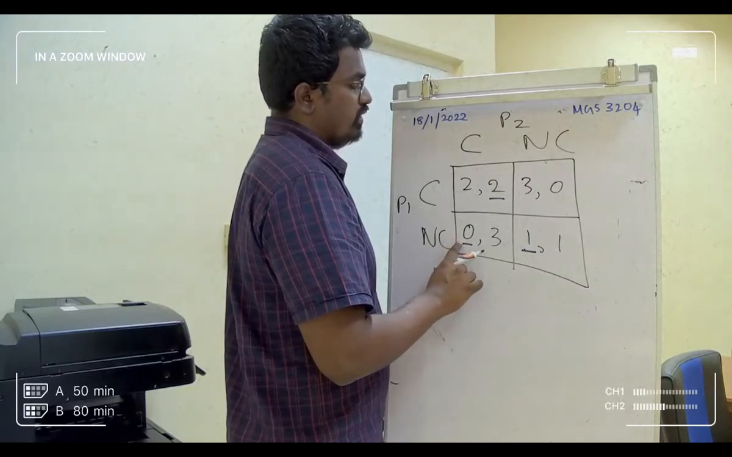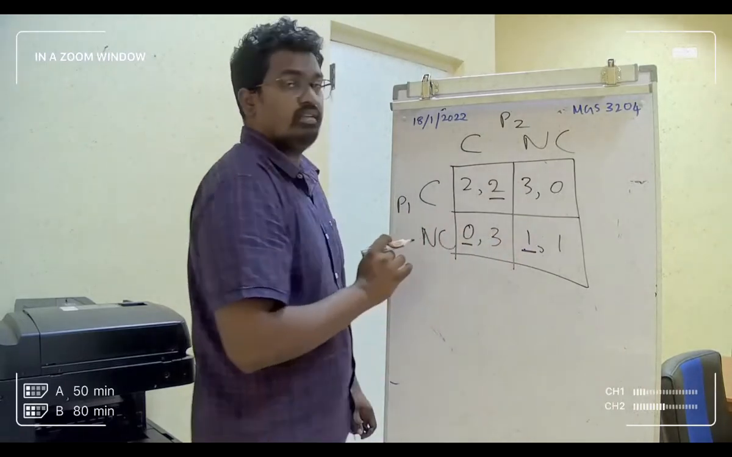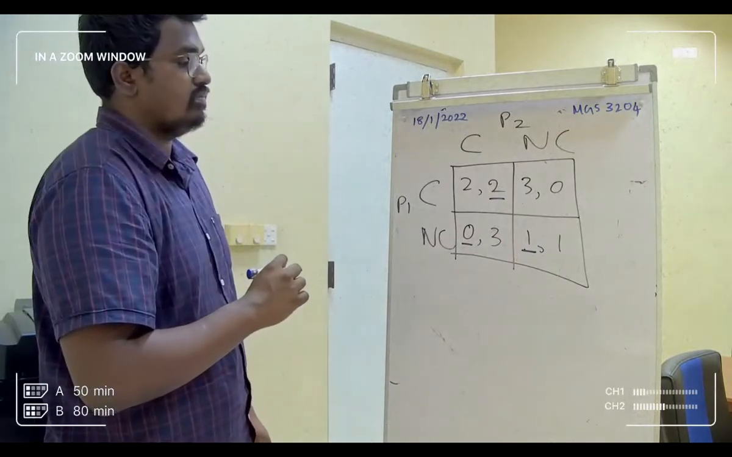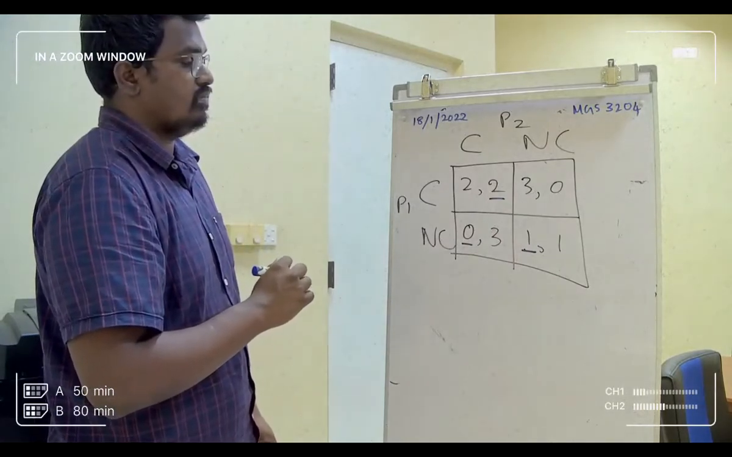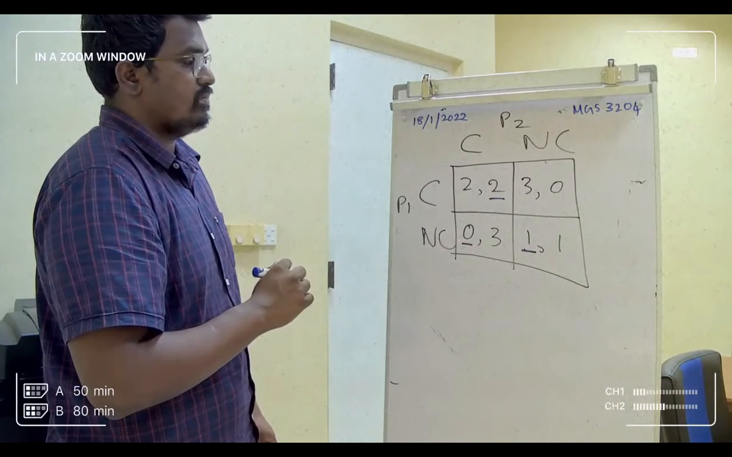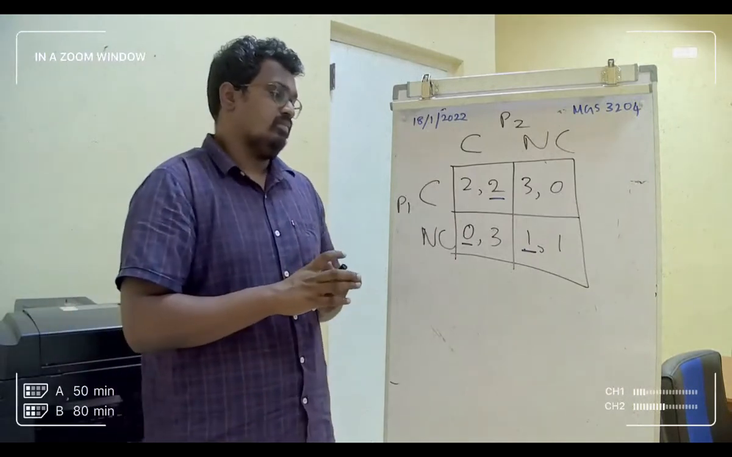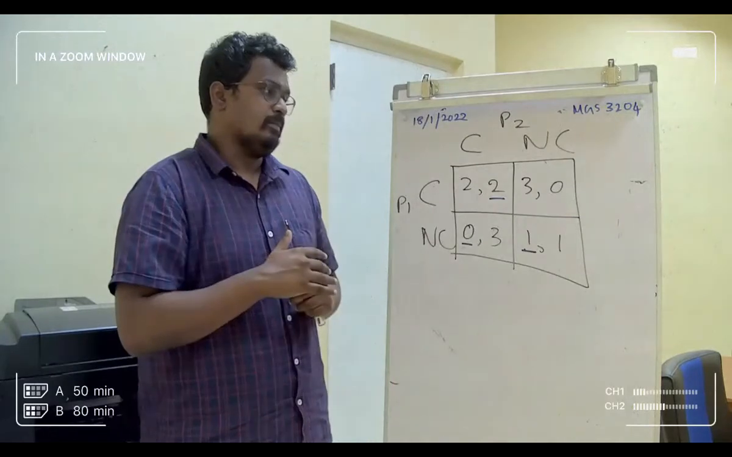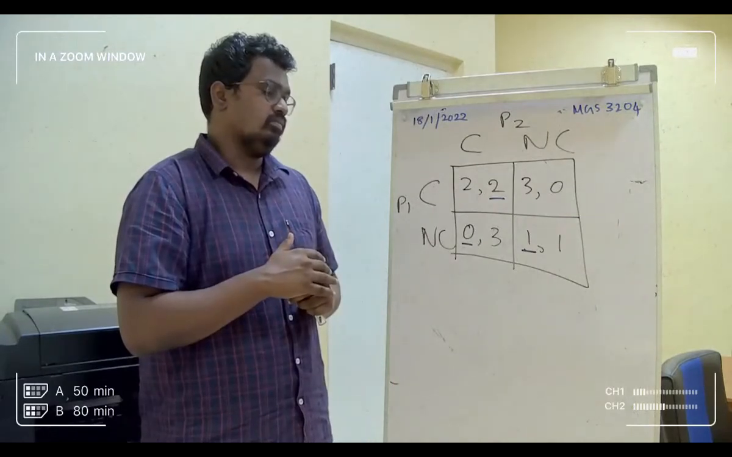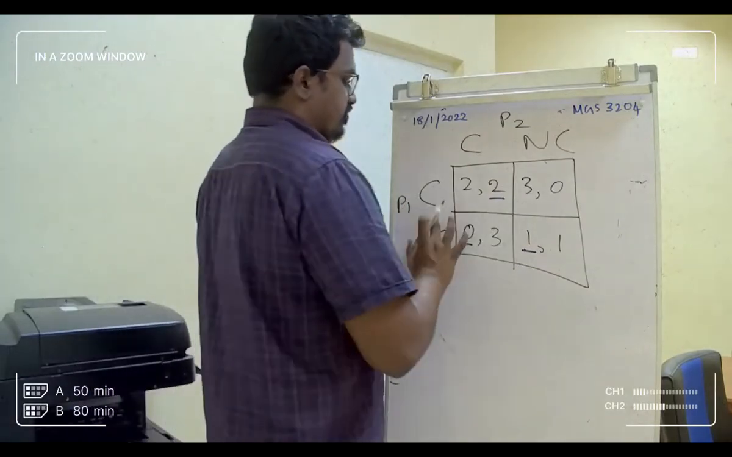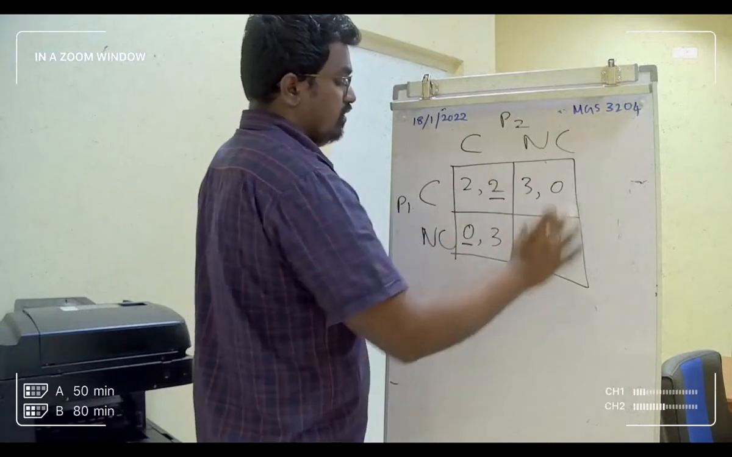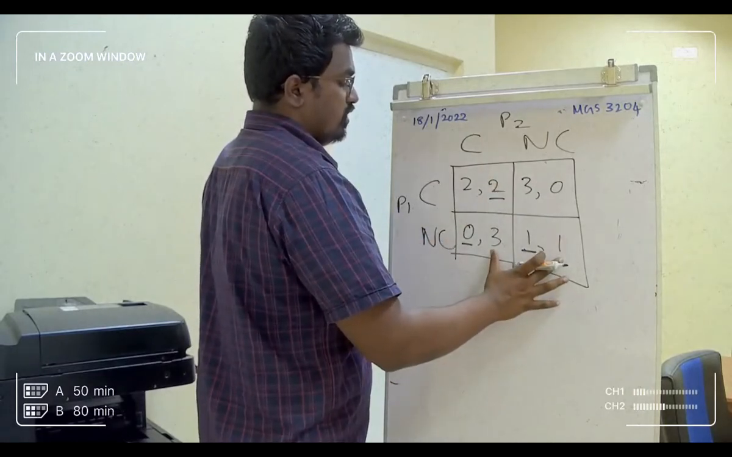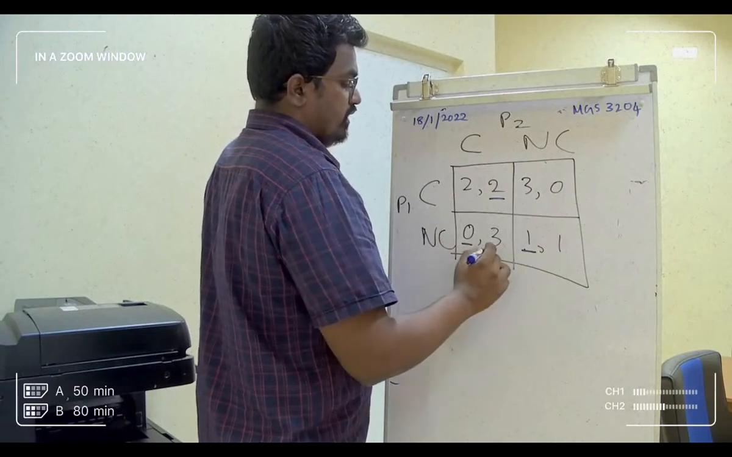Okay. So what about the other choice? If player 1 plays non-confess, then what will happen? Player 2 can confess because, between 3 and 1, we can choose 3. Okay. So if non-confess, player 2 will go for confess. You mean 3.